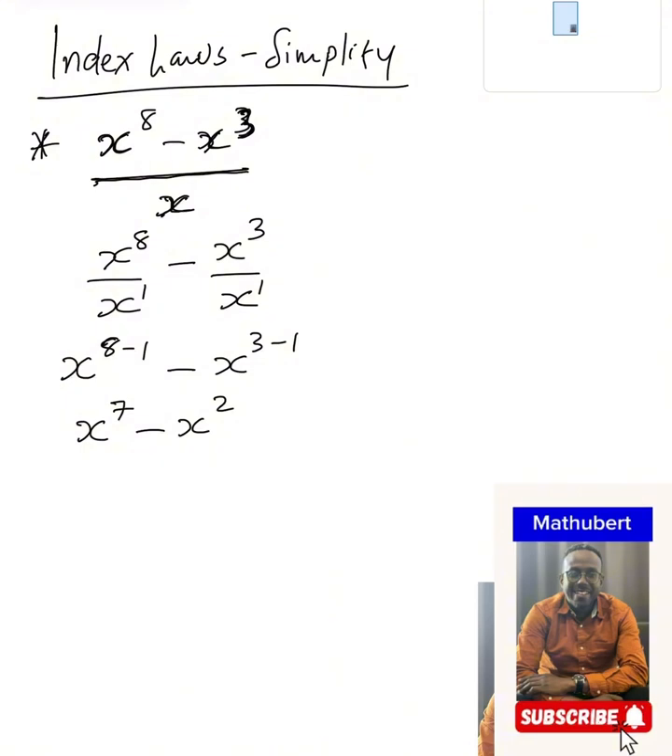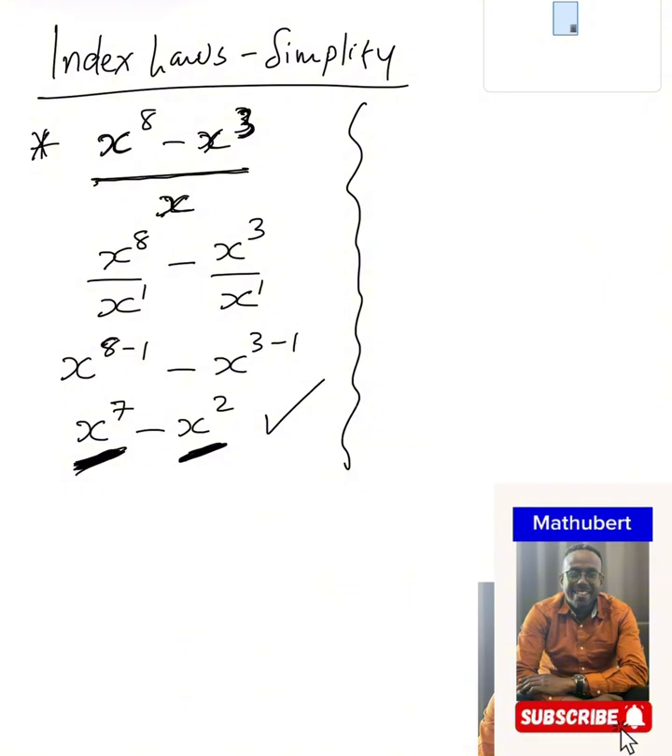Please don't be tempted to do anything further here, because x to the power of 7 is different from x squared. This is one lot of x to the power of 7 and one lot of x squared. So we leave it like that, and that will be our answer. Now I will do the next one on the right here.